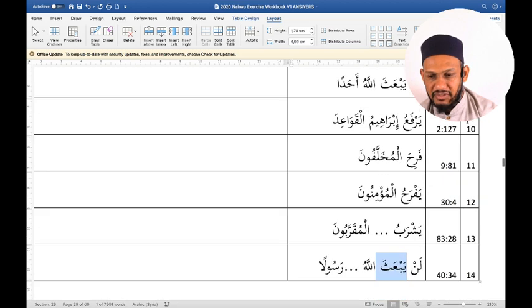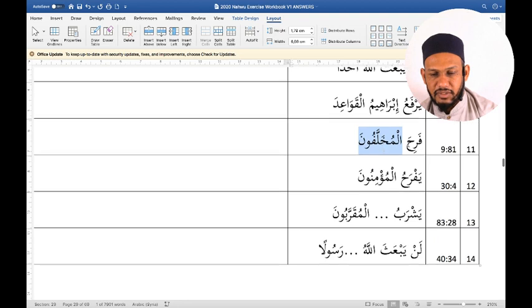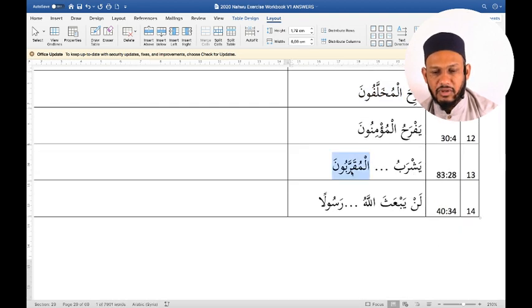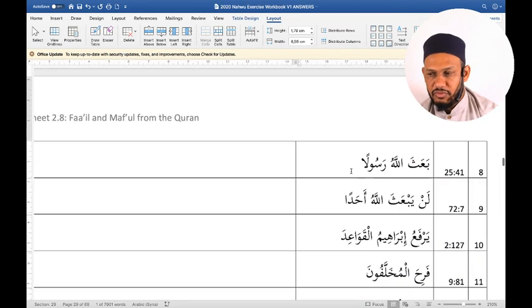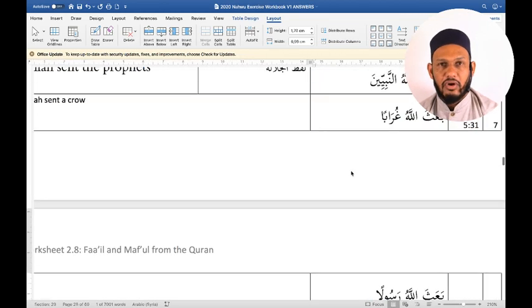Vocab number 10, qawaid. Al-qawaid means the foundations. Mukhallafuna, you should know, it means those who remain behind. Yafrahu fariha means to be overjoyed. Al-muqarrabuna, the close ones. So it will be quite quick for you to do. Translate number 8 to 14 for homework. All the answer sheets for these are on the shared drive, inshallah.